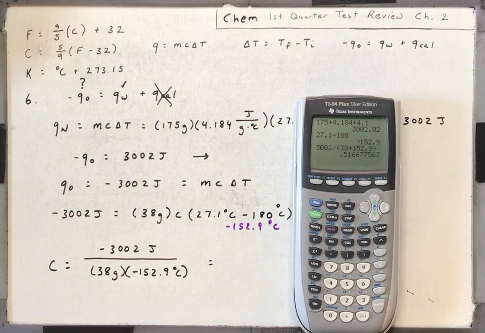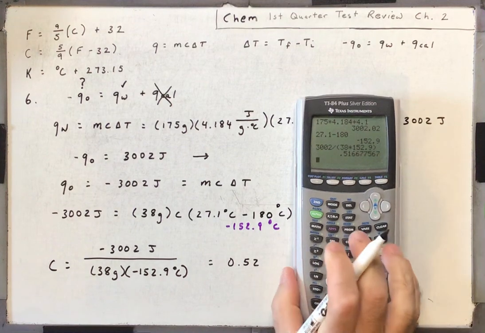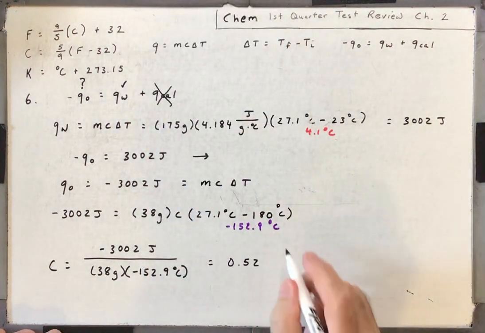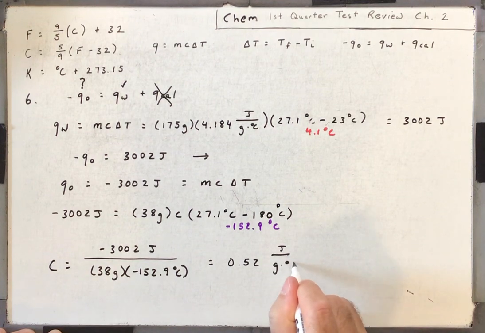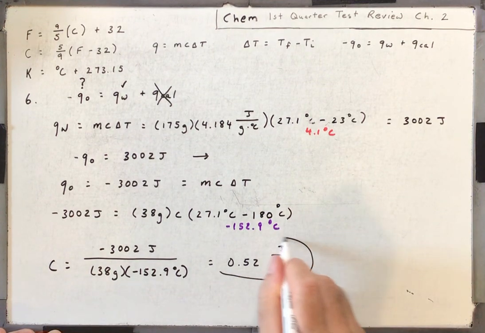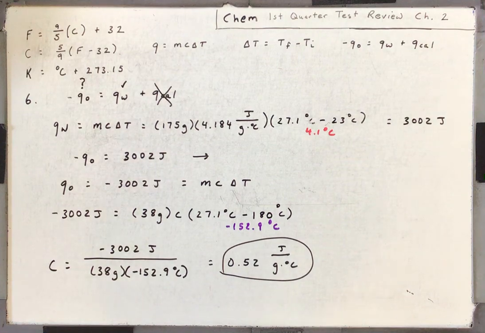And that is 0.52, which is reasonable for a metal bolt. So metal is generally less than 1 on the specific heat. So there you go. Nice.